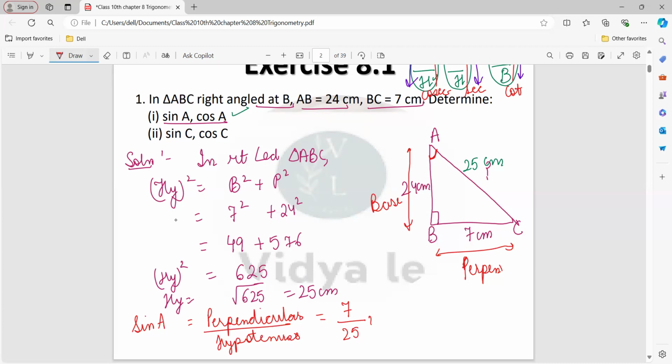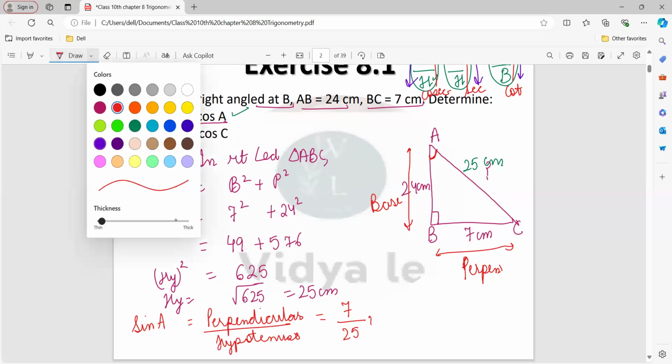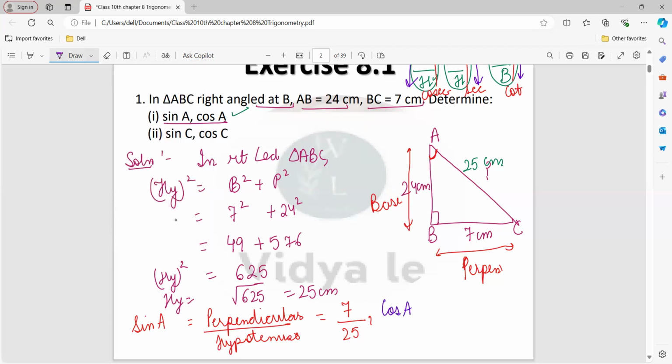Similarly, we can find the value of cos A, and cos A is equal to base upon hypotenuse. Now, here the base is 24 centimeter and hypotenuse is 25. So, cos A is equal to 24 upon 25. Is it clear? Wonderful. So, this was part A.